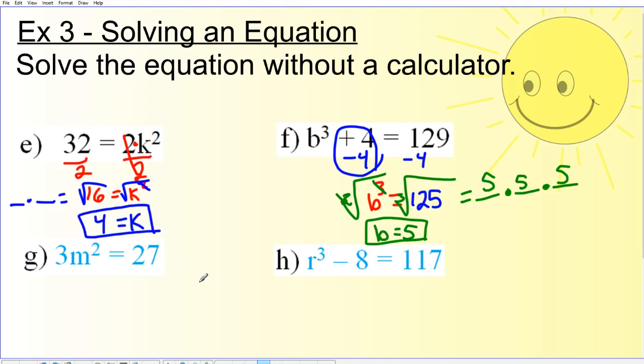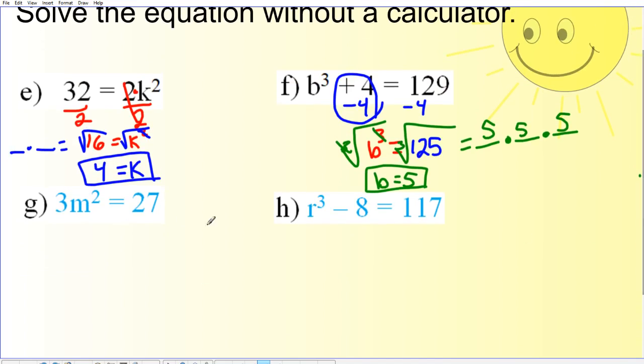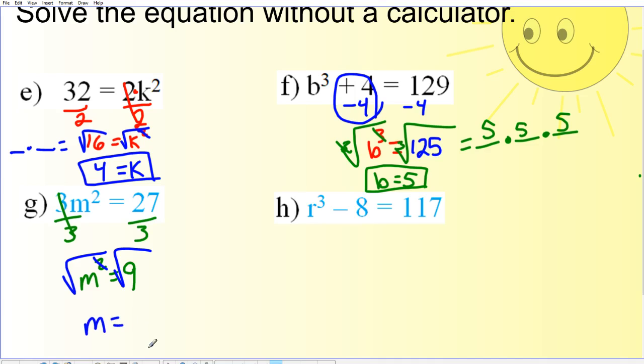All right, so hopefully the first thing you tried here in letter G was to divide by 3. We had to cancel out this, called a coefficient, the number in front of the variable. Cancel him out to get m squared equals 27 divided by 3 is 9. And now we can square root. See, it's squared, so we square root both sides. The square root and the squared cancel, so we get m equals the square root of 9. What number times by itself is equal to 9? The answer is 3.